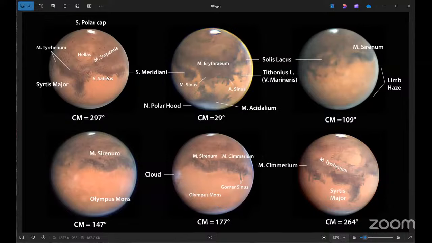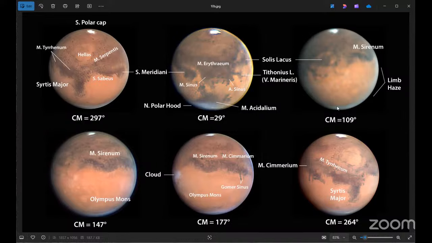Planetary detail. These are things that we can look for. Now, Mars, because it has a tilt, also goes through seasons, but because it takes twice as long as the Earth to orbit the sun, its seasons are twice as long. Just a map of some of the features that we can expect to see if you take a Martian image and you see some of the detail.